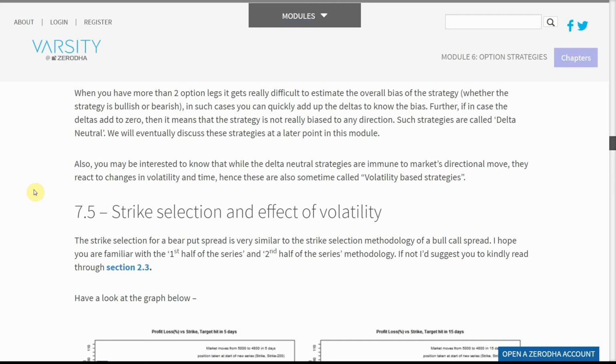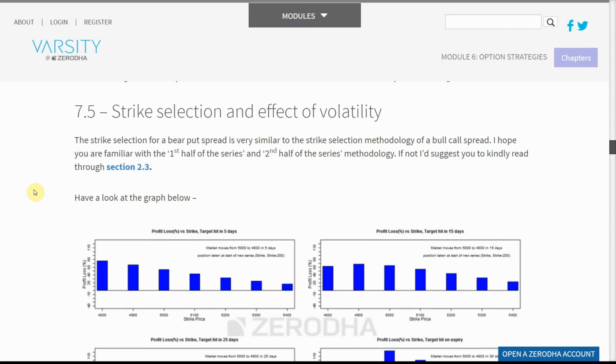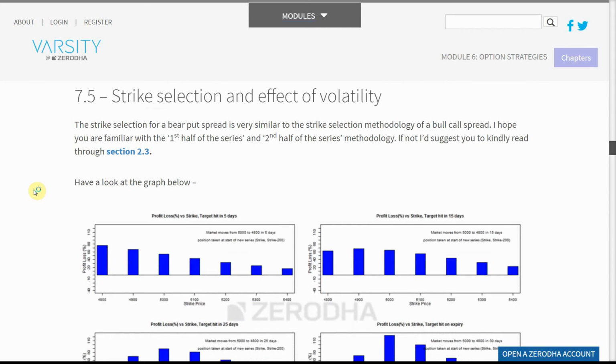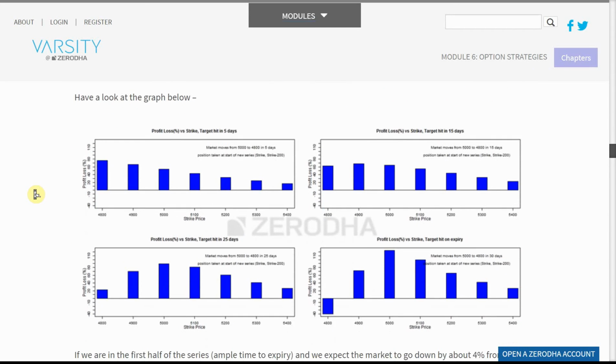7.5 Strike selection and effective volatility. The strike selection for a bear put spread is very similar to the strike selection methodology of a bull call spread. I hope you are familiar with the first half of the series and second half of the series methodology. If not, I'd suggest you kindly read through section 2.3. Have a look at the graph below.